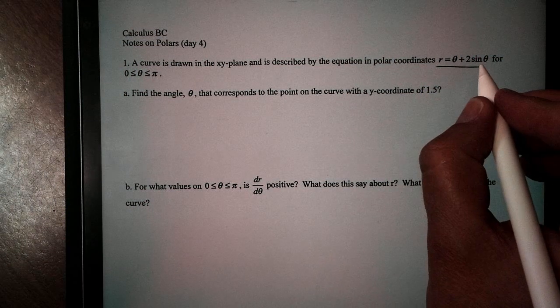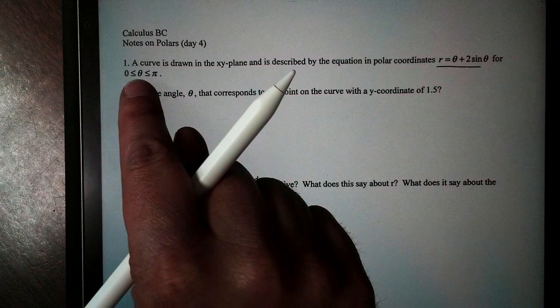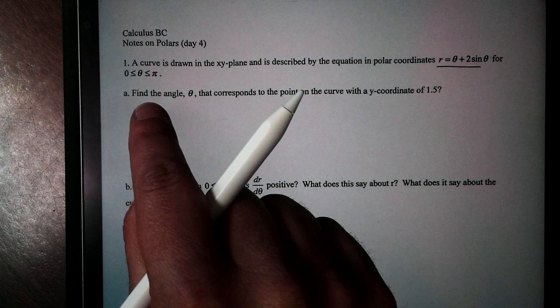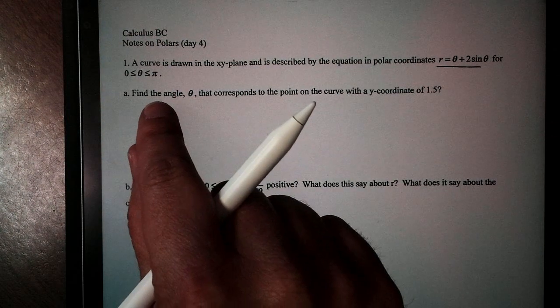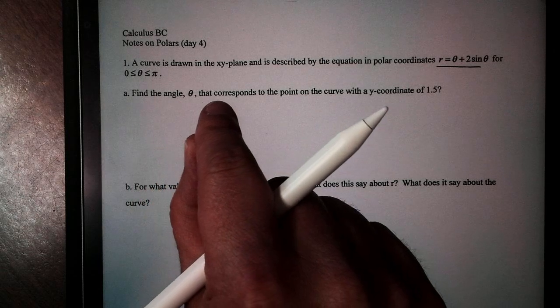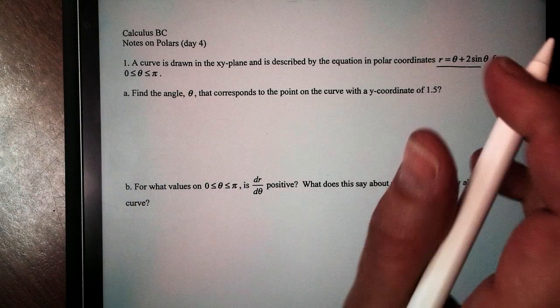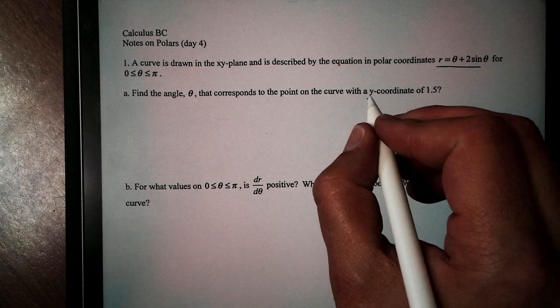Oh man, I don't know what that looks like. For theta between 0 and pi. Question number 1. This is a tricky one. It says find the angle theta that corresponds to the point on the curve with a y-coordinate of 1.5.